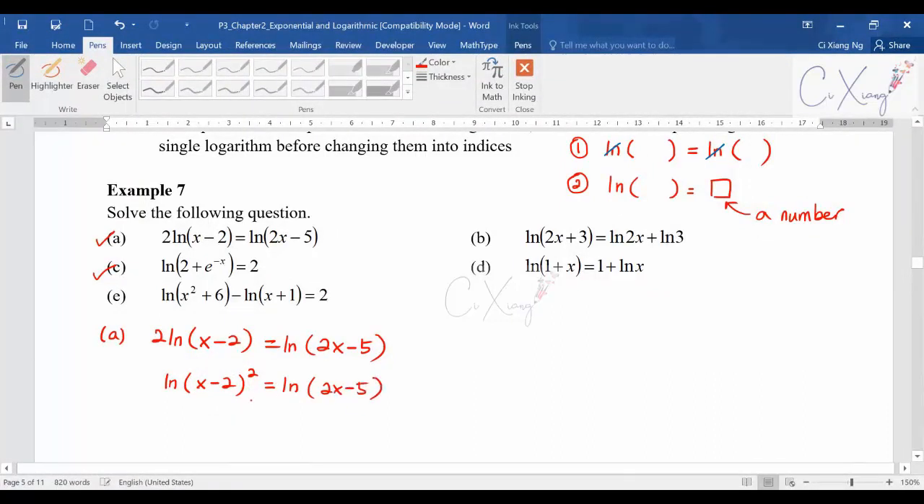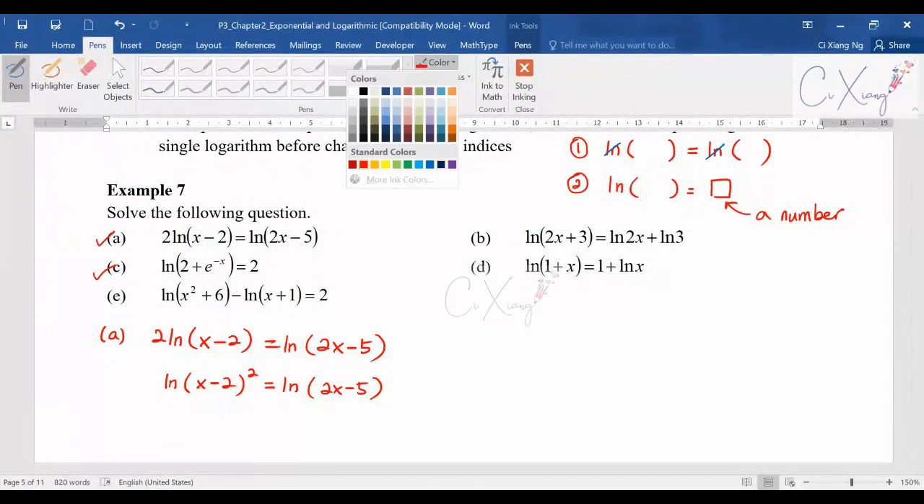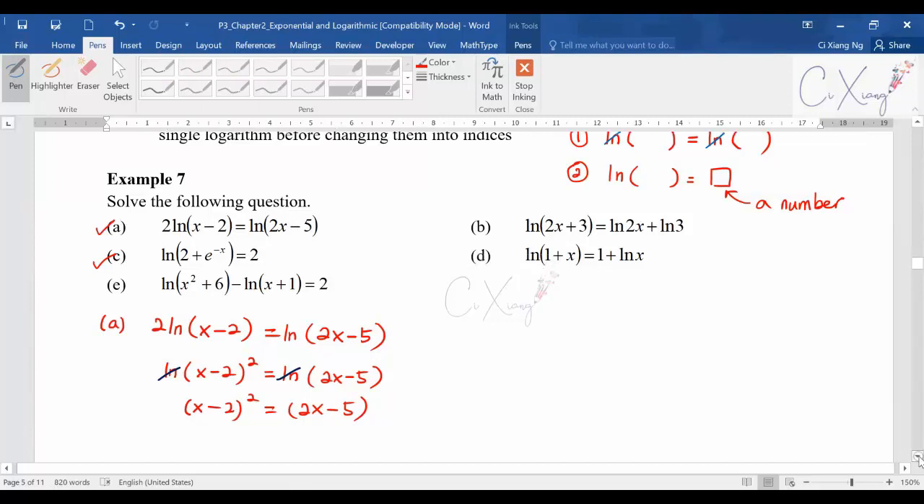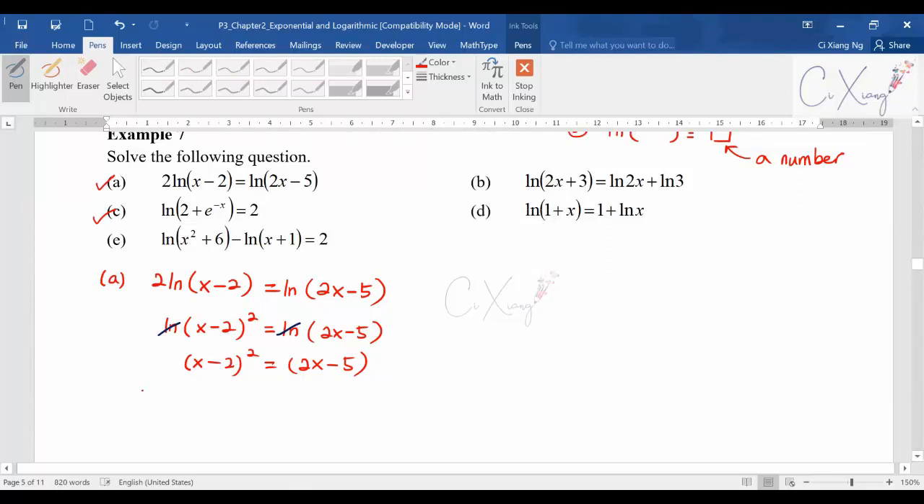If you look at this step, you have already successfully rephrased your equation into pattern number 1, log something equals to log something. Therefore, you can straight away cancel off the log on both sides. Then you have (x minus 2) squared equals 2x minus 5. From here you can continue to solve it. How? Again, you can expand it, equals 2x minus 5.